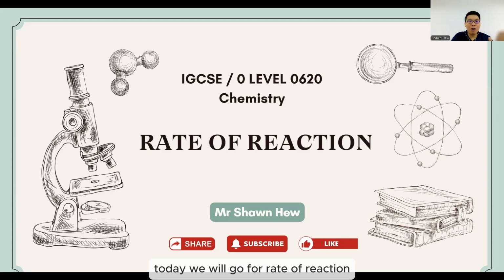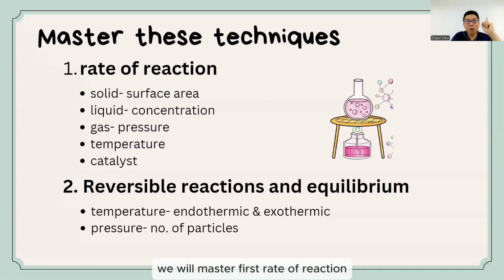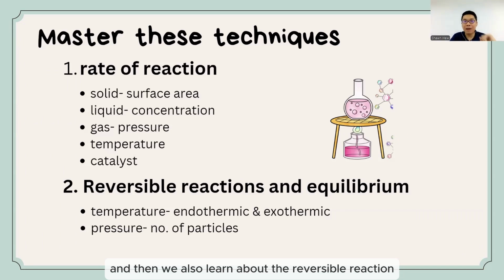Today we will go for rate of reaction. So for this chapter, we will first master rate of reaction about the solid's surface area, liquid's concentration, gas's pressure, temperature, and catalyst. These five factors, how can they affect the rate of reaction? And then we also learn about the reversible reaction and equilibrium situation, how temperature and pressure will affect it.